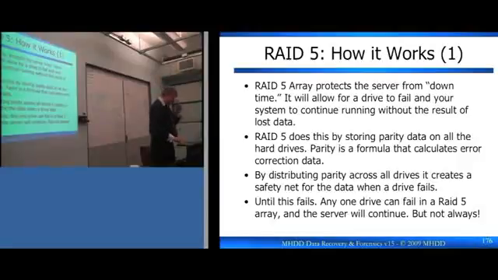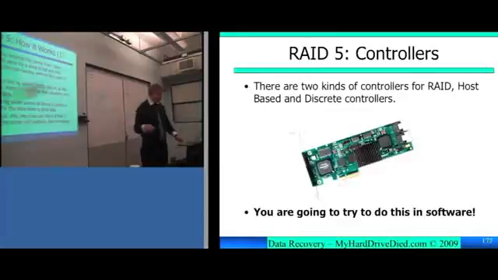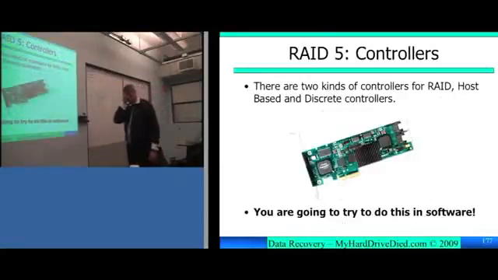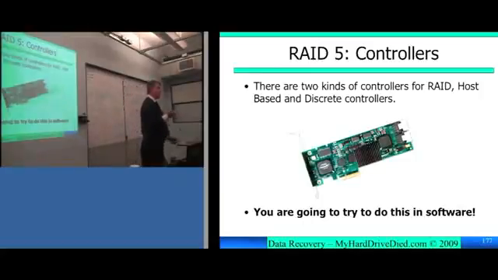So when you're dealing with RAID 5, there are 2 types of controllers. In RAID 5, it is very popular to have one on your motherboard, a host-based controller. In servers, they would normally have what's called a discrete controller. The discrete controller will have a CPU. That's the difference between the discrete controller and a host-based controller. The discrete controller has its own processor, so it's able to handle the math that's necessary to keep the RAID array running much more efficiently. The host-based controller is using your CPU.